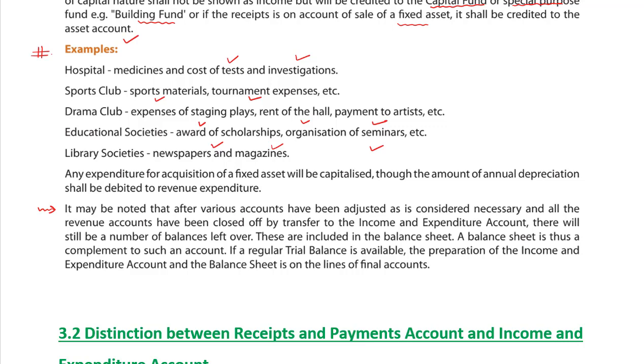It may be noted that after various accounts have been adjusted as is considered necessary, and all the revenue accounts have been closed off by transfer to the income and expenditure account, there will still be a number of balances left over. These are included in the balance sheet. A balance sheet is thus a complement to such an account. If a regular trial balance is available, the preparation of income and expenditure account and balance sheet is on the lines of final accounts.